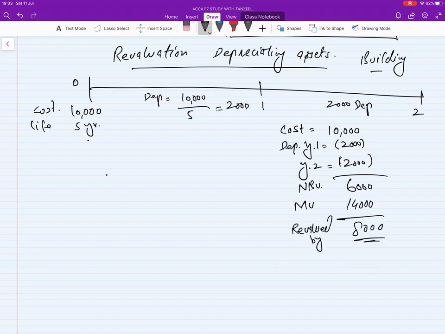How will we calculate this? So you can say the NBV, net book value, was 6,000, but when you go to the market, you assess this building, and they told you that the market value was 14,000. It means you have a gain of 8,000. In this case, how will we record this, I will tell you.